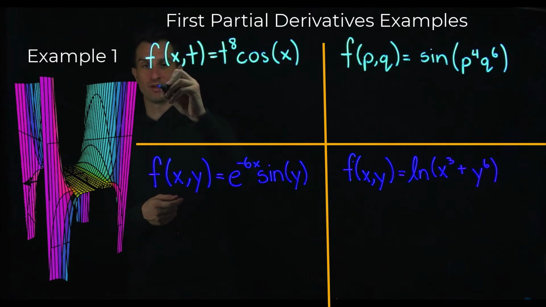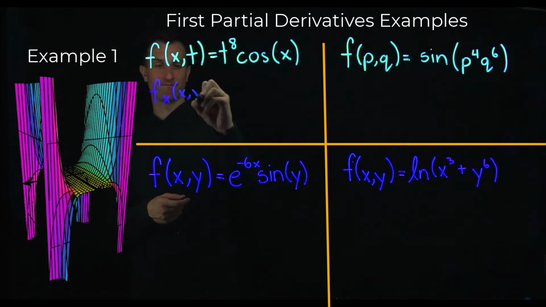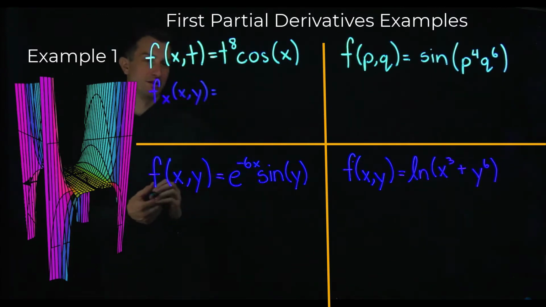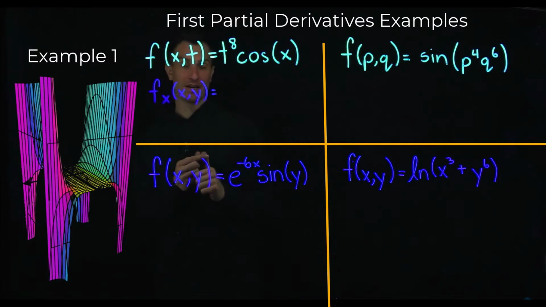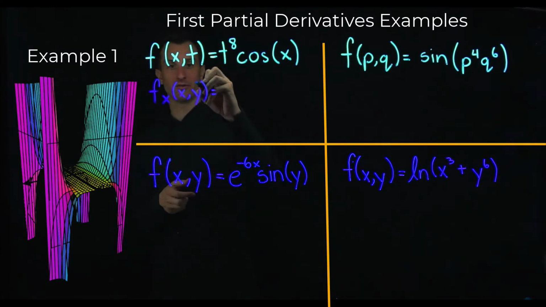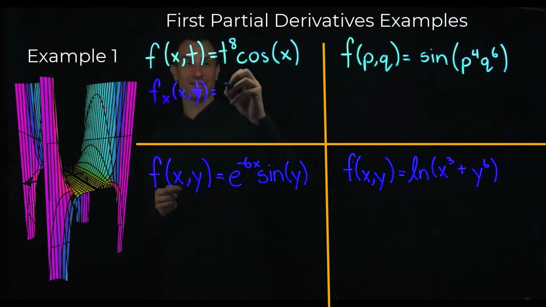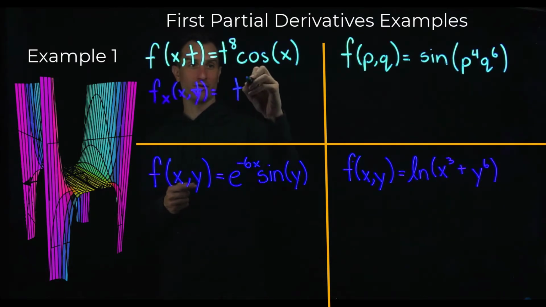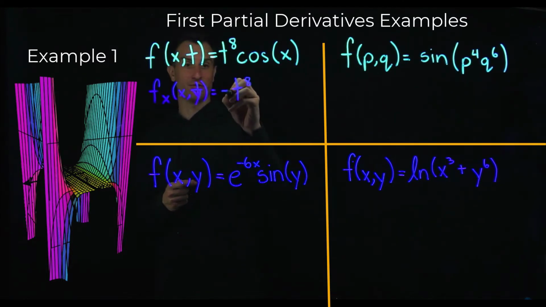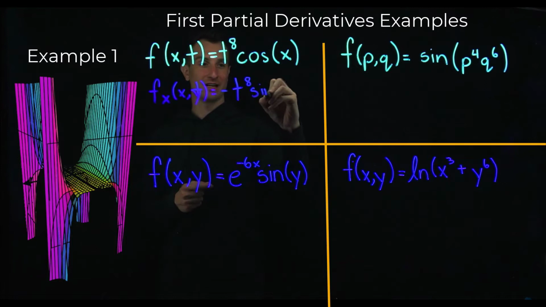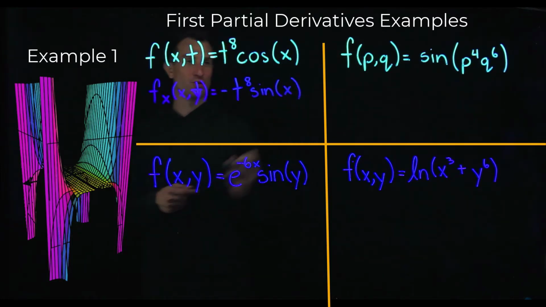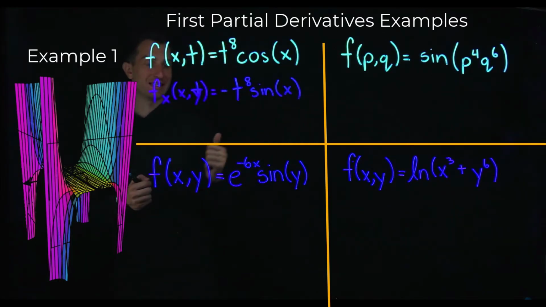First one we'll solve for will be f sub x of x, t. In this case, we're treating x as the variable and t as the constant. So a constant just hangs out here in the front. Nothing for us to do. Derivative of cosine is going to be negative sine, so I'll put the negative out front, and we have sine of x. So again, as we're doing this, we're treating x as the variable, t as the constant.